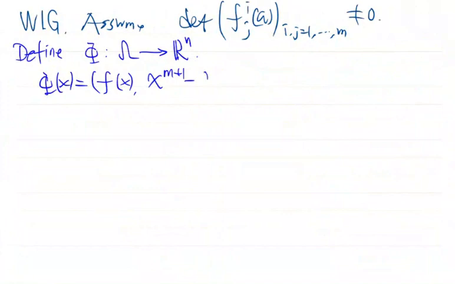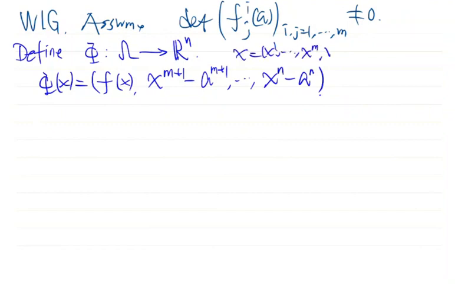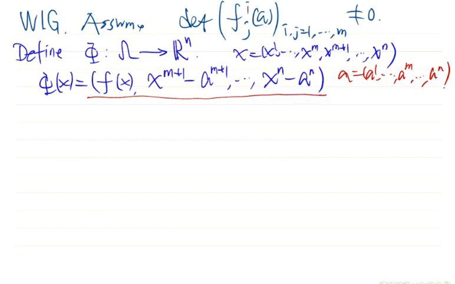Yes, a_{n+1}, x_n minus a_n. Here, x is (x1, ..., xn), x_{m+1} minus a_{m+1}, ..., x_n minus a_n. Okay, and also a is (a1, ..., an). So we define this map. This map is from omega to R^n, because the right hand side has n components. Why? Because F has m components.